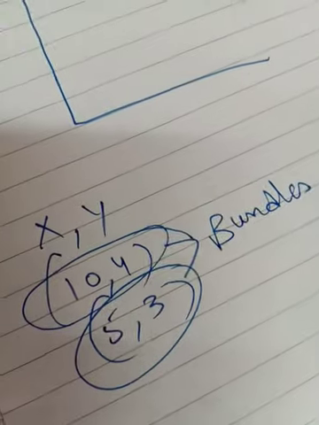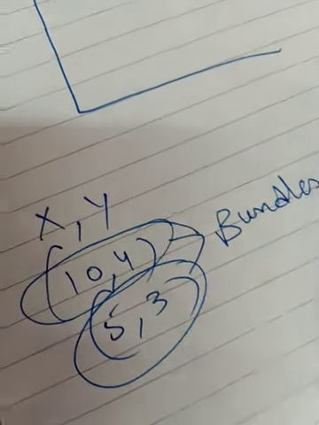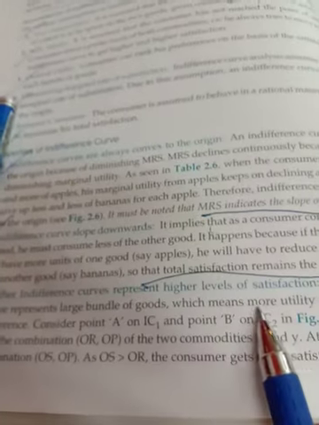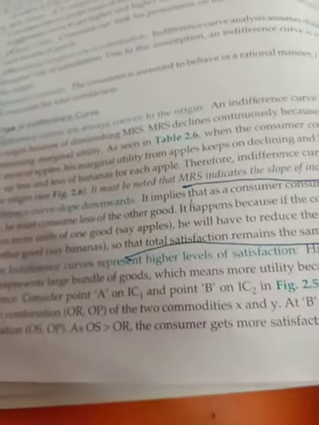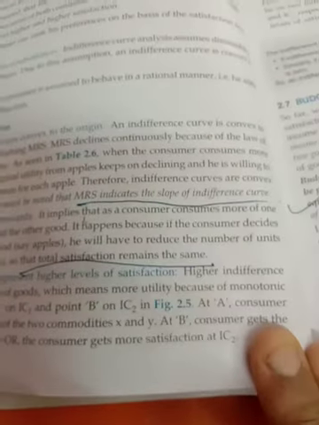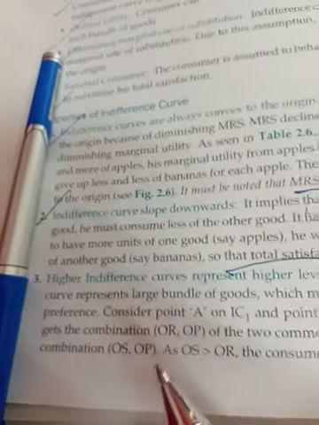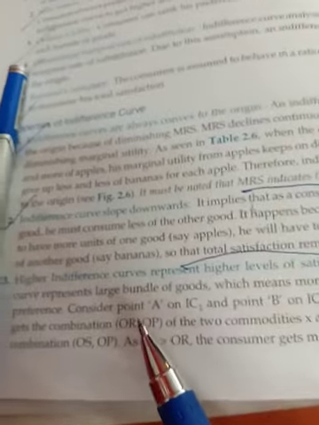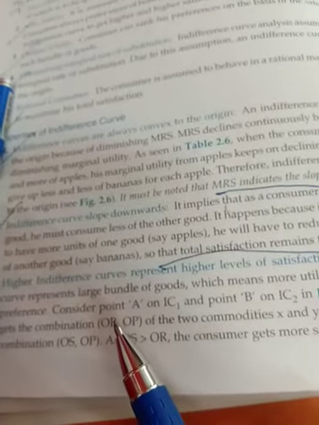So he is saying the bundle, large bundle. You can make the bundle in this way. So a large bundle of goods means more utility. When you have more quantity, that means you have more utility, because of the monotonic preference. What is monotonic preference? Higher quantity gives higher satisfaction.